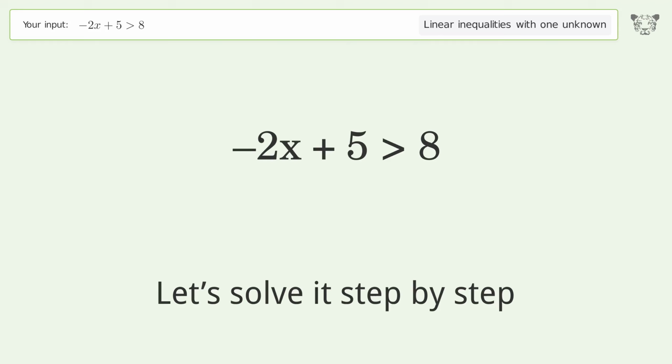You ask Tiger to calculate. This deals with linear inequalities with one unknown. The final result is x smaller than -3/2 smaller than -11/2. Let's solve it step by step.